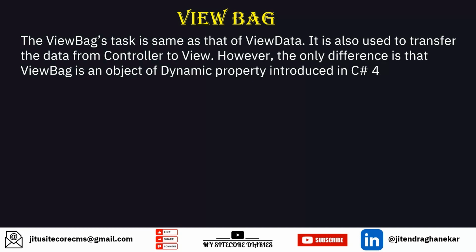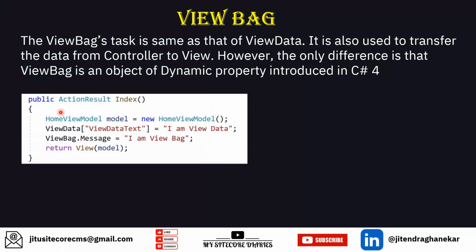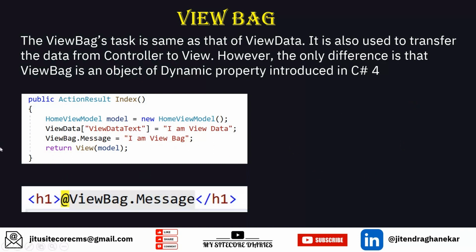So how does it work? In the action method it is similar to ViewData, but it is using a property. This is dynamic, which is used in C# 4. So ViewBag.Message, I am giving a value. Similarly to how we would use ViewData, ViewBag is used, but there is no type casting required. It is direct. If it is a string, then it will be a string. If it is an integer, it will be an integer.